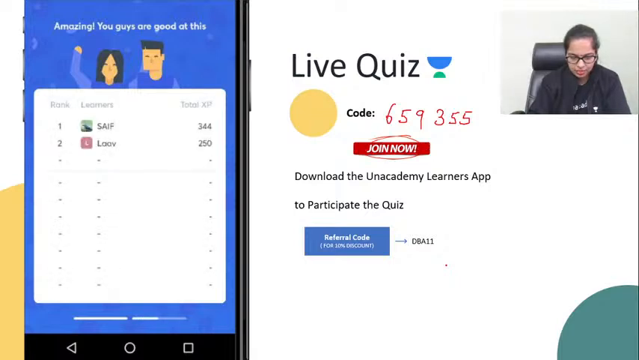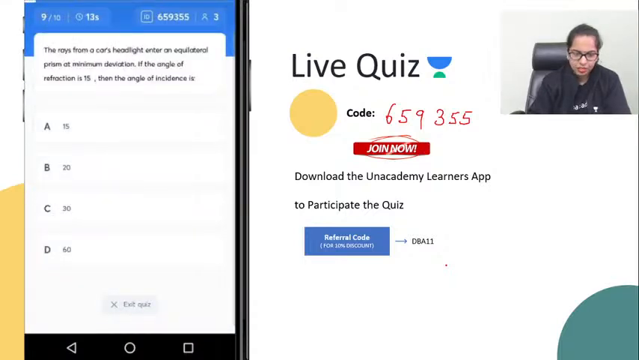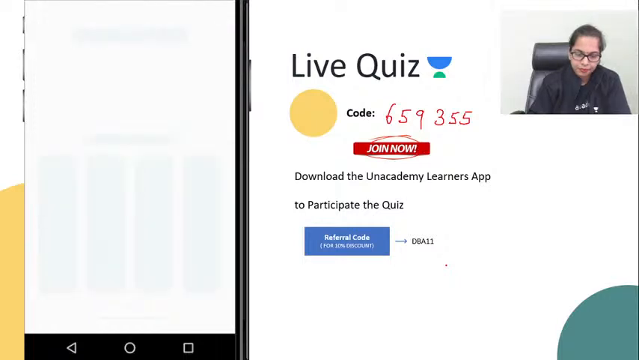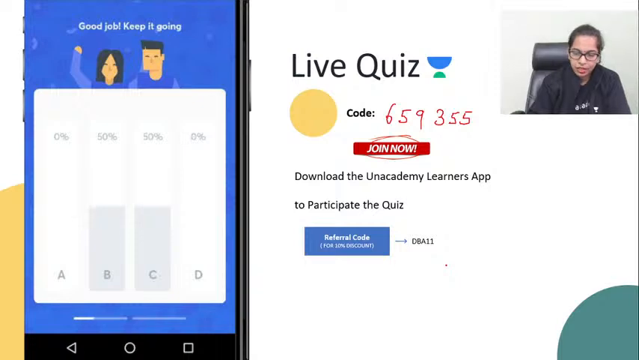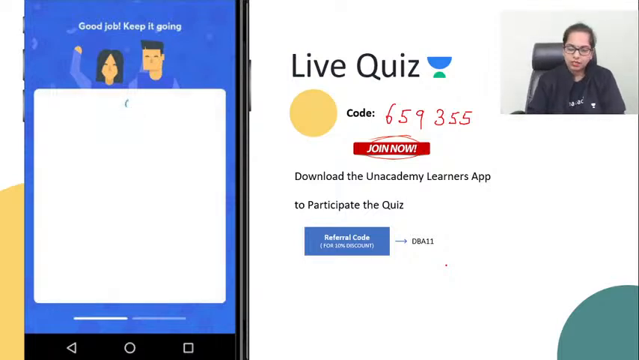Okay, let's move to the next. The ray from the car's headlight enters an equilateral prism at minimum deviation. If the angle of refraction is 15, then the angle of incidence will be... Here you have to use probability. In this you had to find a probable answer. Exactly, you cannot find the exact value.